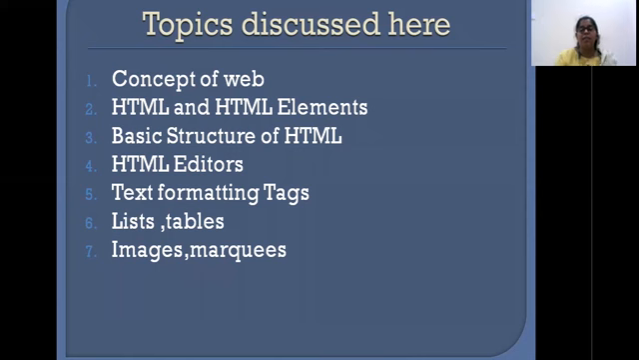Then the editors: throughout the lecture we have seen multiple ways, multiple editors, online editors and an offline editor we have tried. Then we also discussed text formatting tags, bold, italic, superscript, subscript, and how we can color them, and how a list will be created. We discussed three lists: ordered list, unordered list, and the definition list. Then we discussed tables, how we can create tables, and how we can create scrollable text with the help of marquee tags. And finally, we discussed images. So these are the contents which I have covered today.